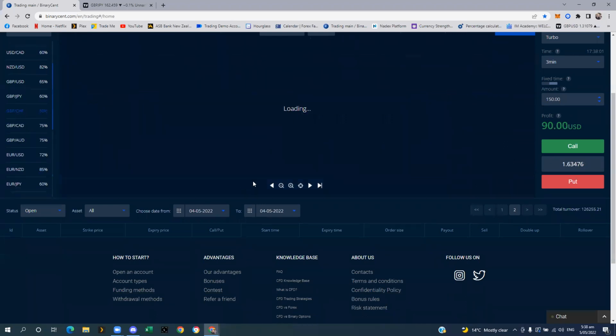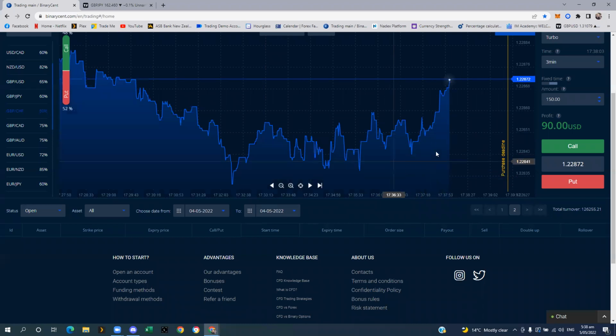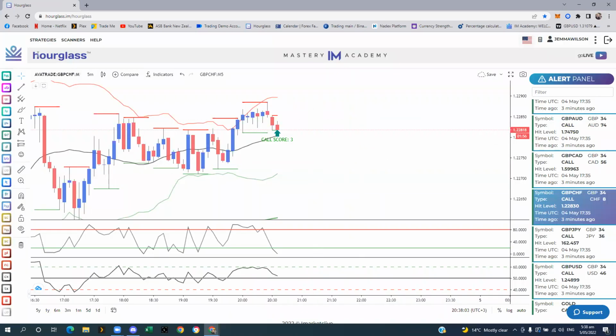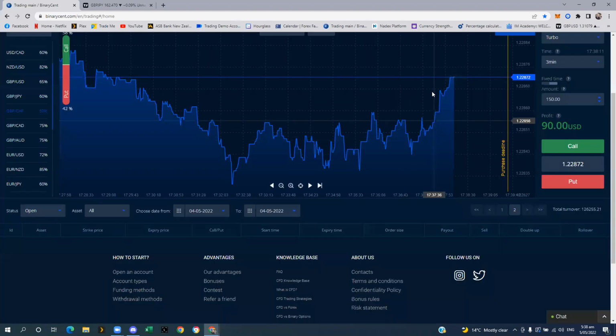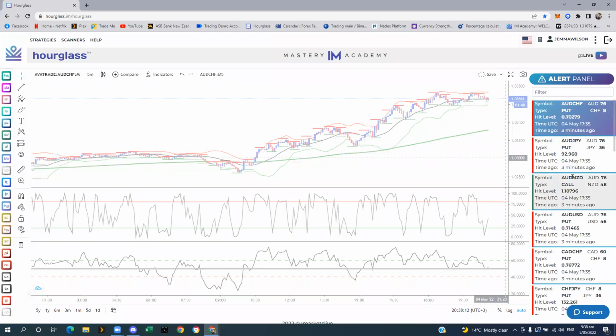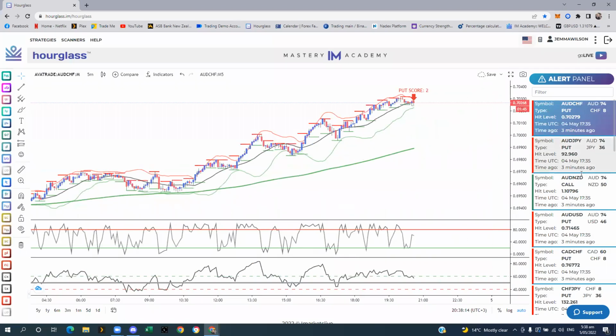GBP Chef 817. Oh no, it seems like my hourglass is not matching up very well. I'm wondering, I'll just refresh it, because it seems like it's not being very accurate in terms of what it's showing me.